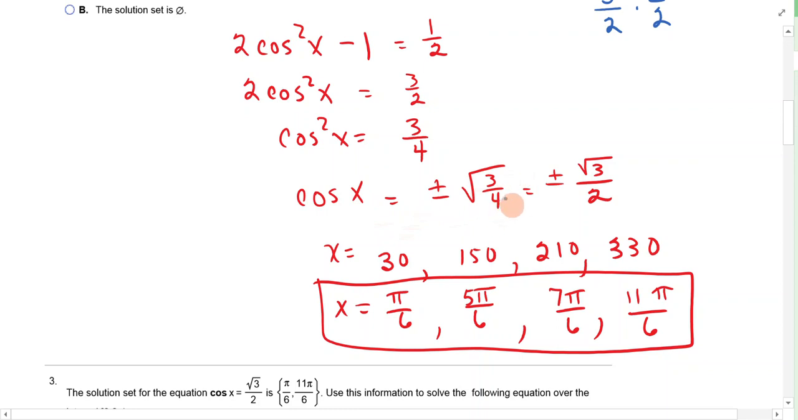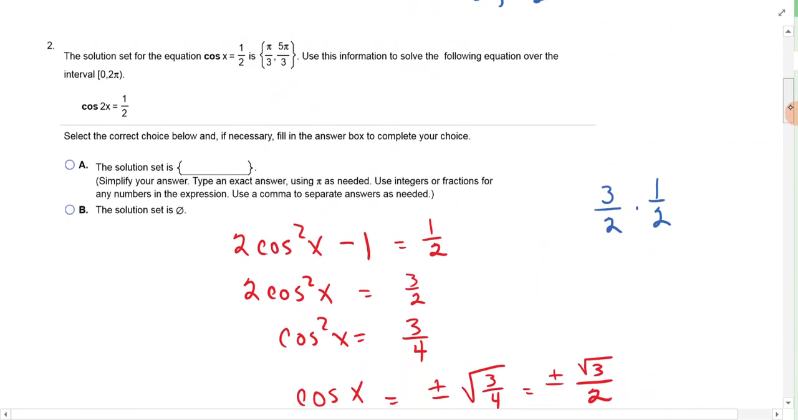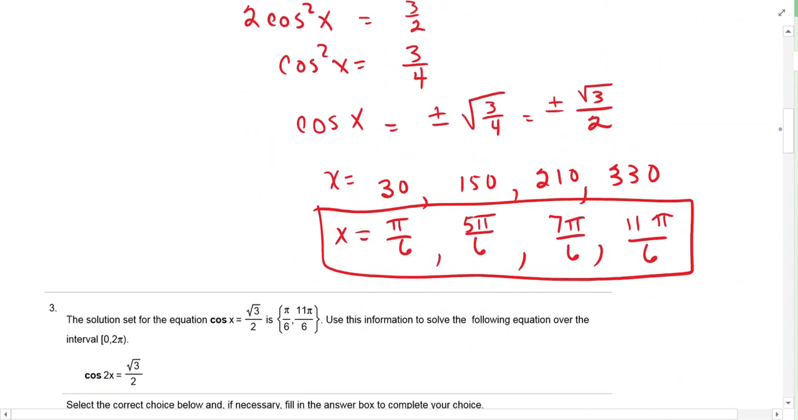We can take the square root of the 4 and get 2. So now we have plus or minus square root of 3 over 2. And we are in the interval 0 to 2 pi. So where do we have a cosine that's square root of 3 over 2? That's 30 and all its reference angles. So 30, 150, 210, 330. And then I put them in radians. So you would have 4 answers to that equation.